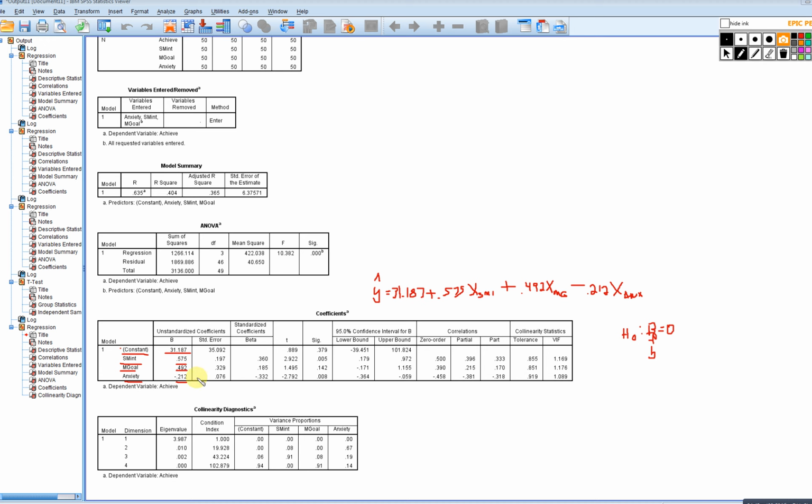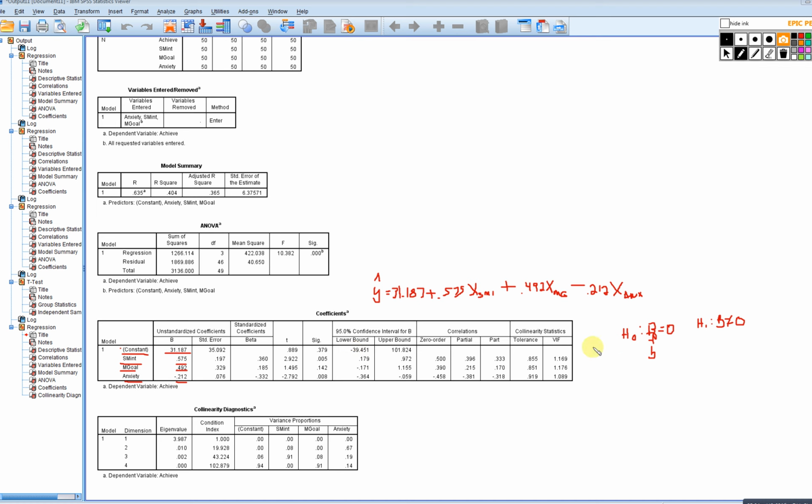But if I just say that subject matter interest will emerge as a predictor, then in this case I am specifying a non-directional hypothesis, and essentially I'm saying that beta is not equal to 0 within the population.